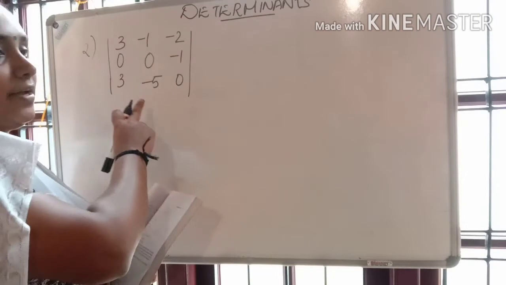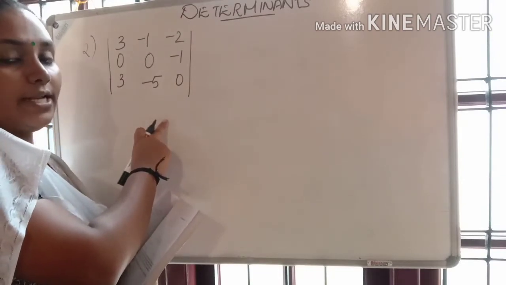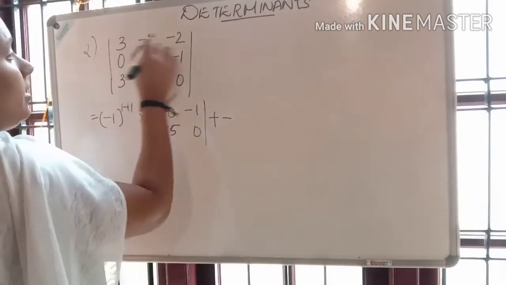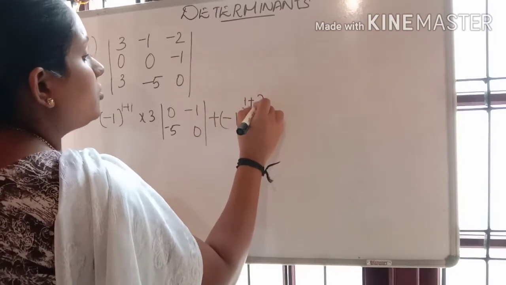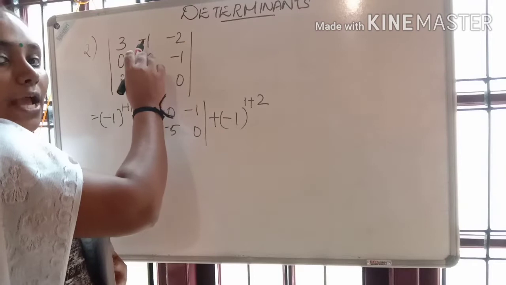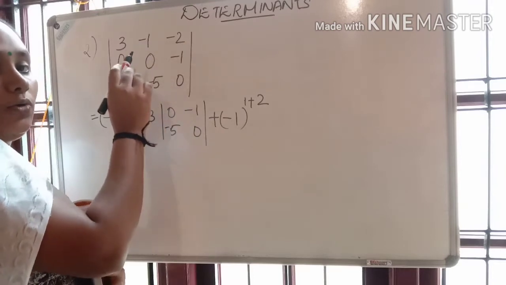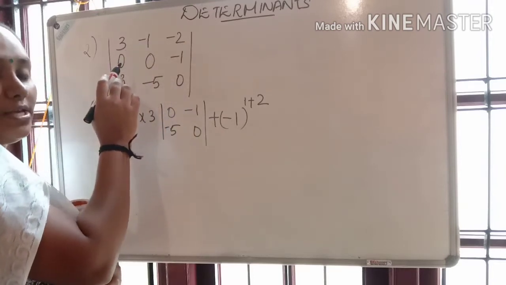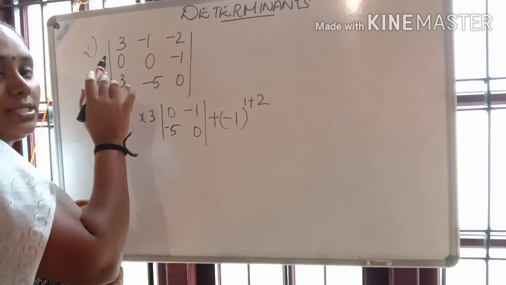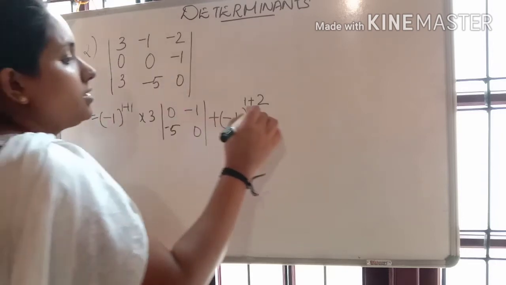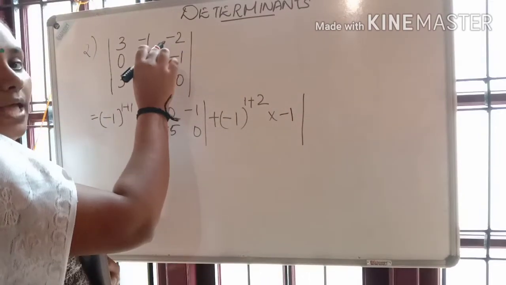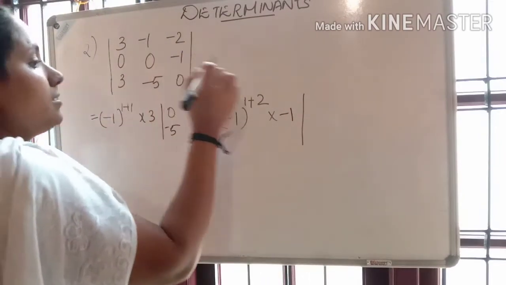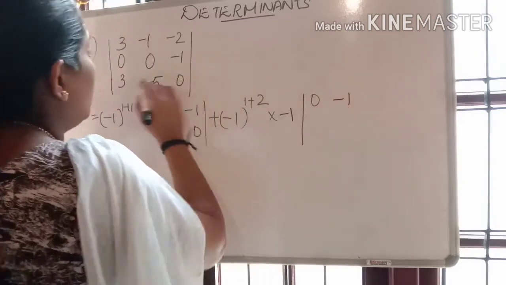See, this is another question, that is to evaluate this determinant. And here 1 plus 2, this is the element A12. So A12, that is first row, second column element, is minus 1 into minus 1, and eliminating that row and column, the remaining is 0, minus 1, 3, 0.